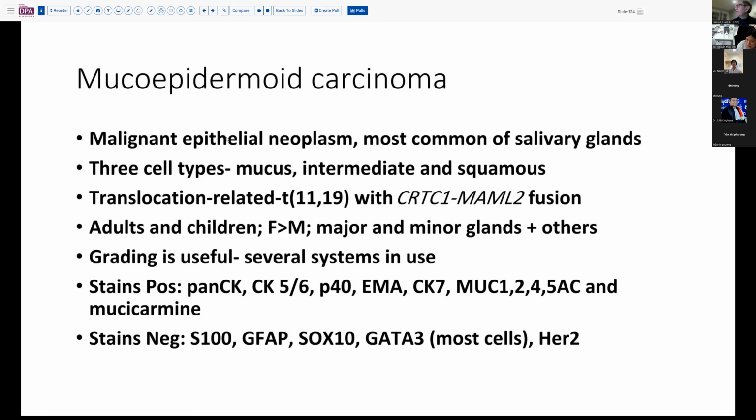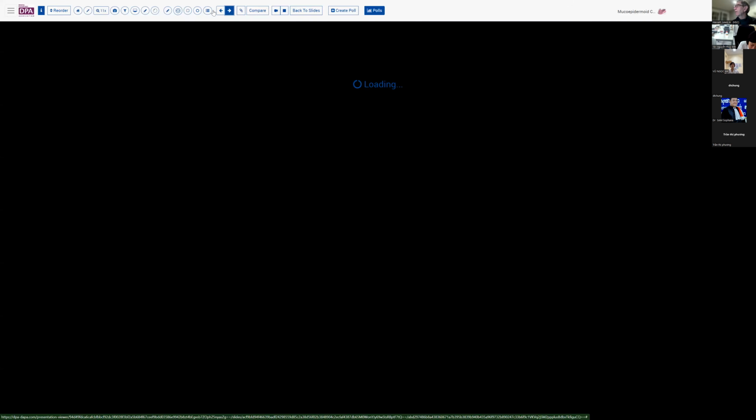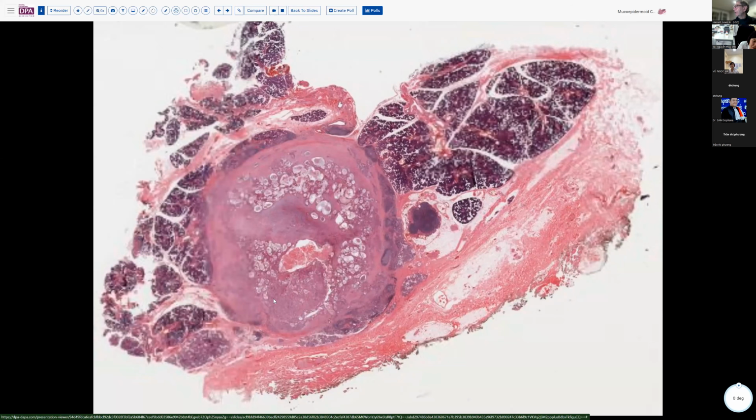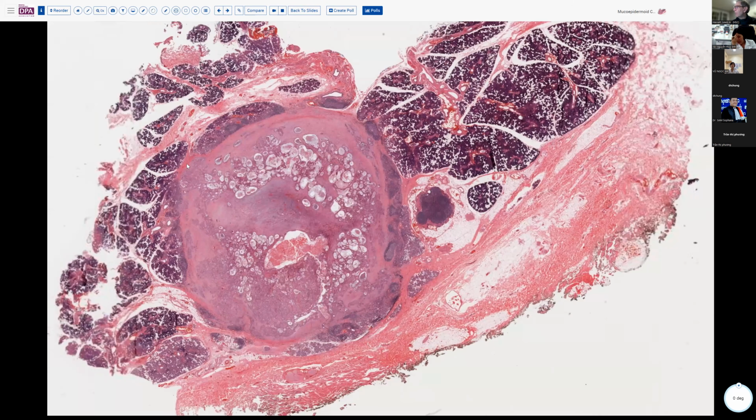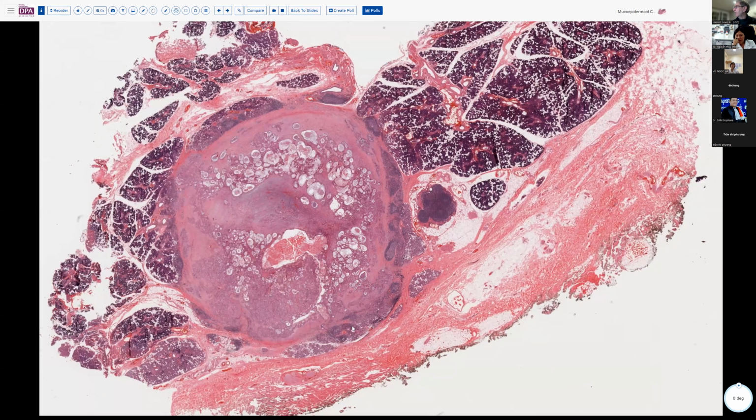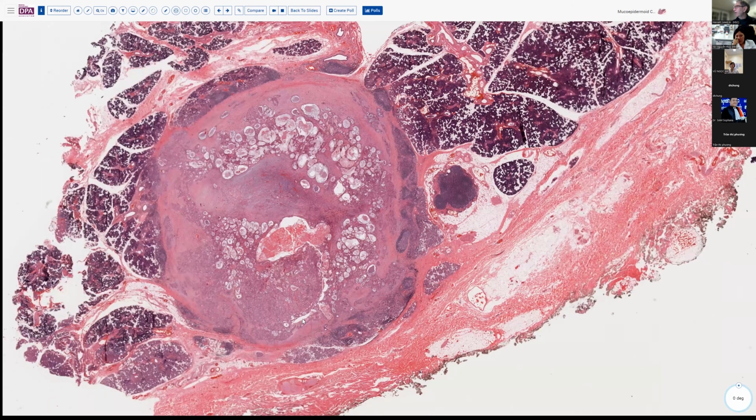So probably the most useful of all these stains, I would say, is the mucicarmine. If you just had to do one stain, you can usually identify squamous differentiation or intermediate cells using H&E, but the mucicarmine kind of nails it. So if you've got both of those, that's very, very helpful. Okay, so here, let's take a look and see if we can identify the three cell types. Here's a somewhat encapsulated tumor, but it's got a little bit of a ragged margin in areas.